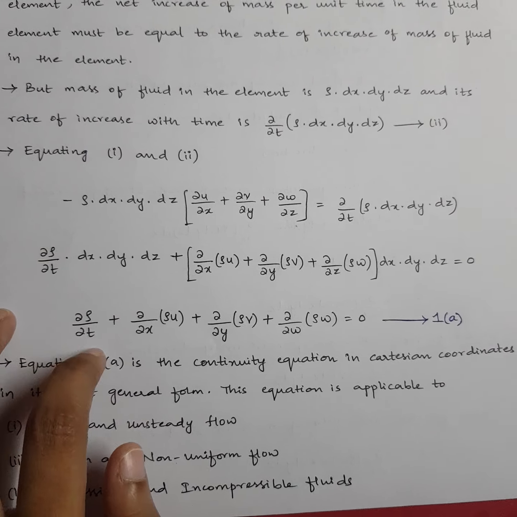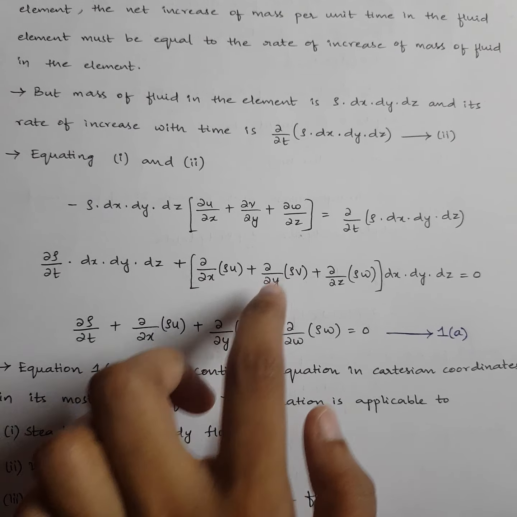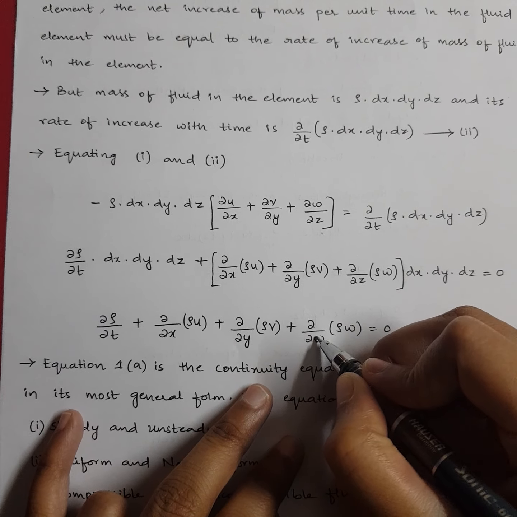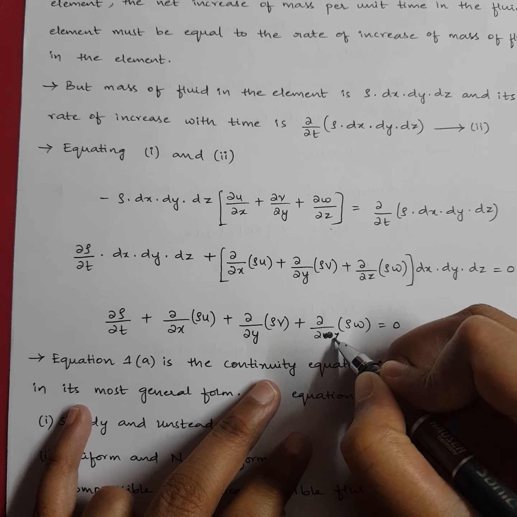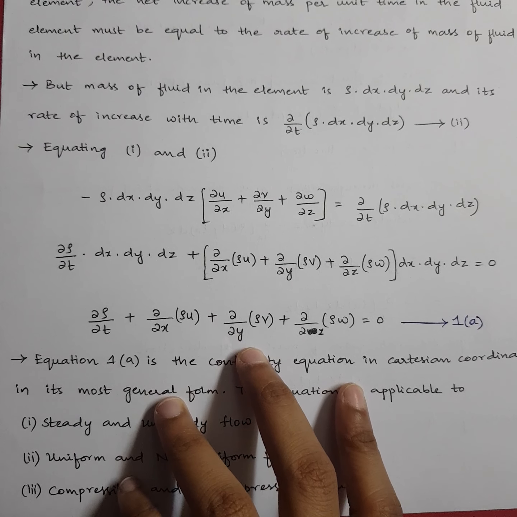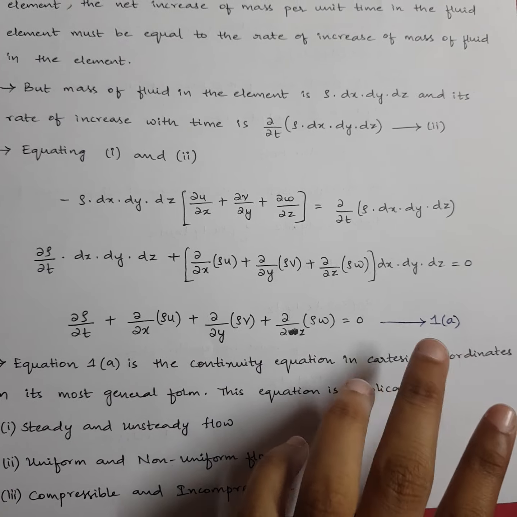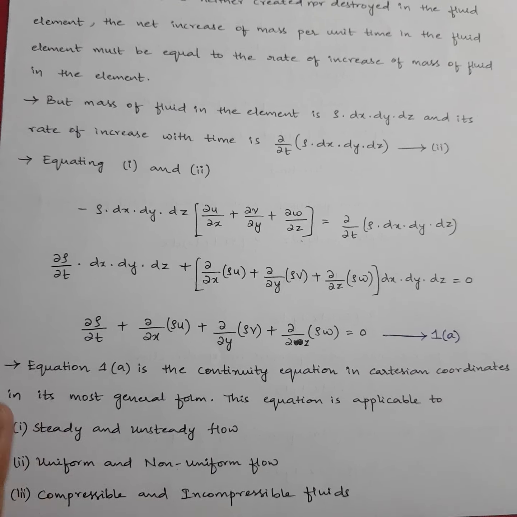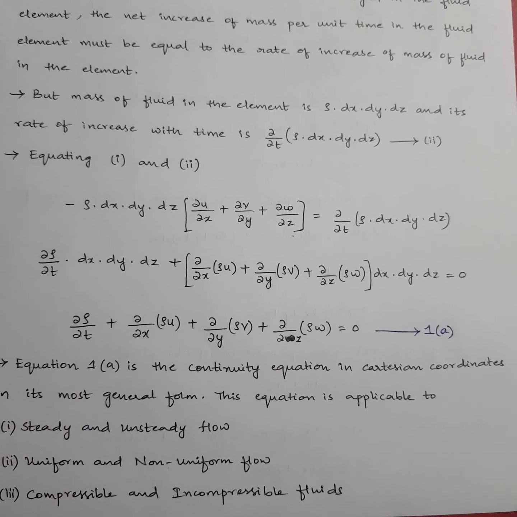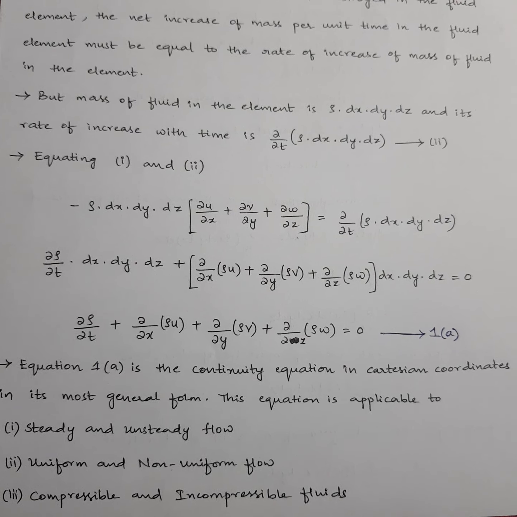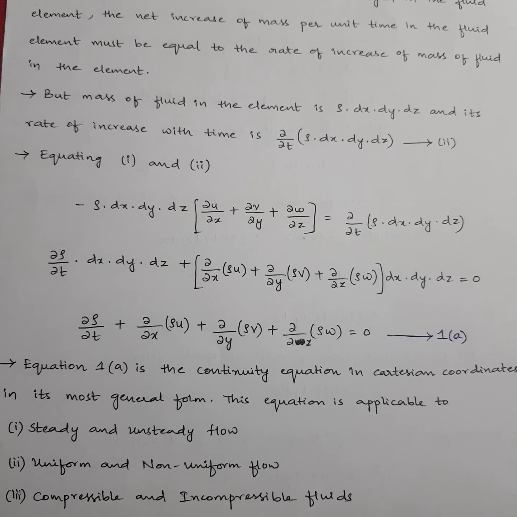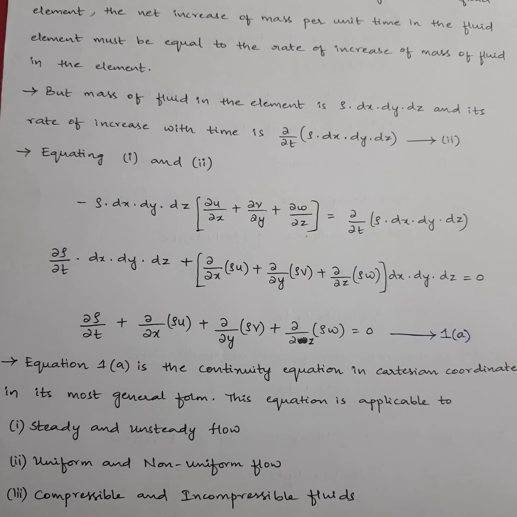You are left with dou rho by dou t plus dou by dou x of rho u plus dou by dou y of rho v plus dou by dou z of rho w equal to 0. Correct? This is called the continuity equation in Cartesian coordinates. Remember, I have given 1a, it's a very important equation. Dou rho by dou t plus dou by dou x of rho u plus dou by dou y of rho v plus dou by dou z of rho w is called the continuity equation in 3 dimensions, and this equation is applicable for steady and unsteady flow, uniform and non-uniform flow, as well as compressible and incompressible flows or fluids.